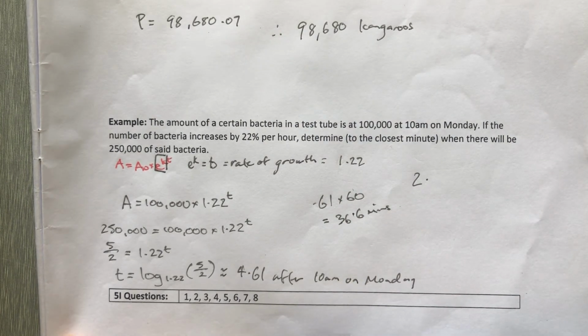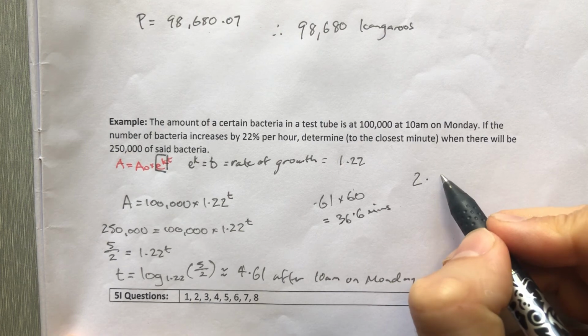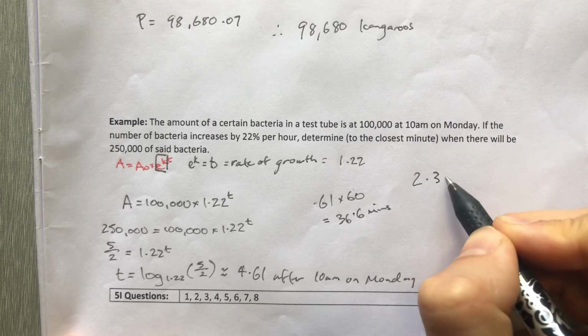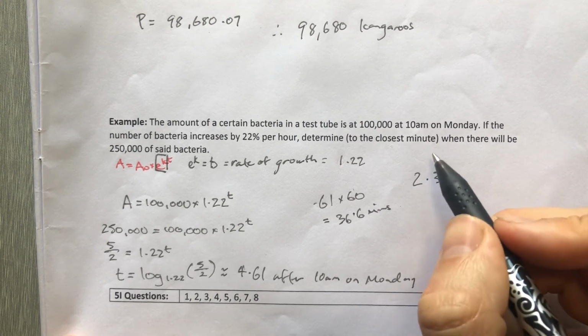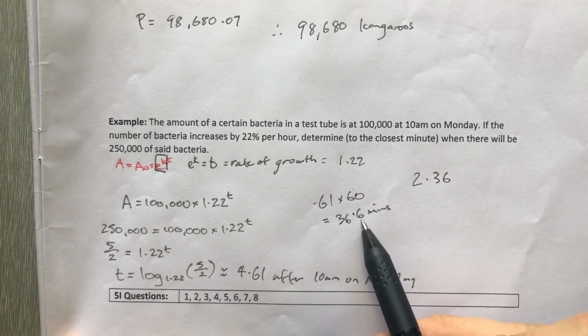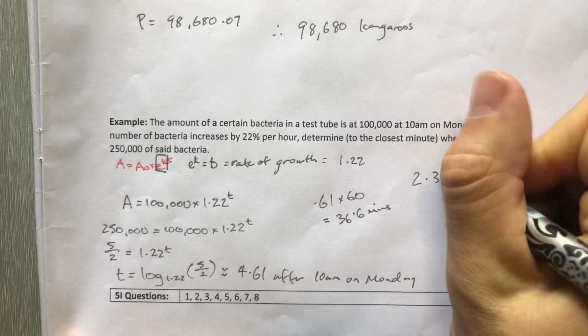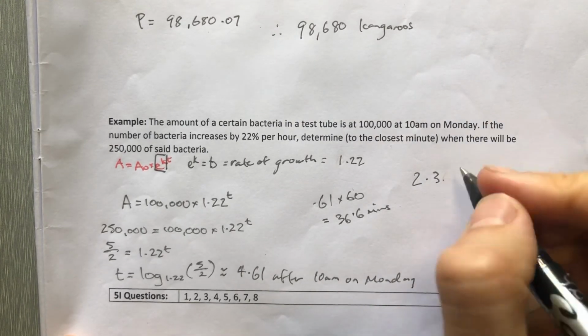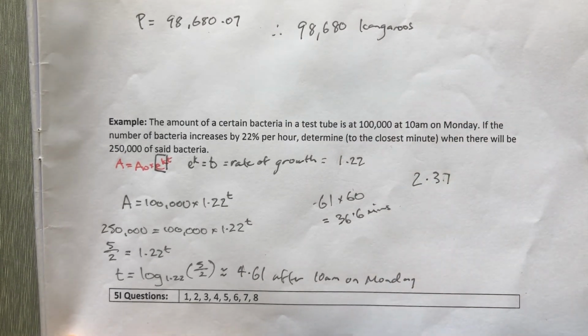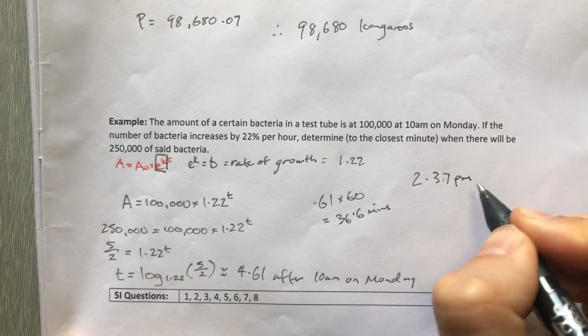So that means it would be 2:36.6, except we want the closest minute. So if it's 0.6, that means we'd go up to 37. So the time would be 2:37 p.m. on Monday.